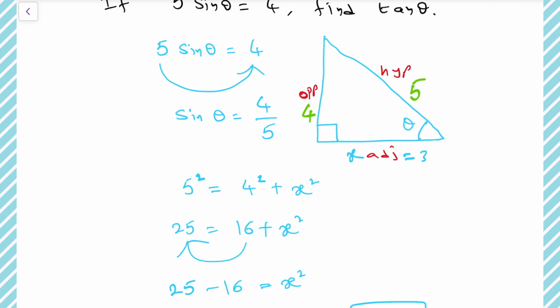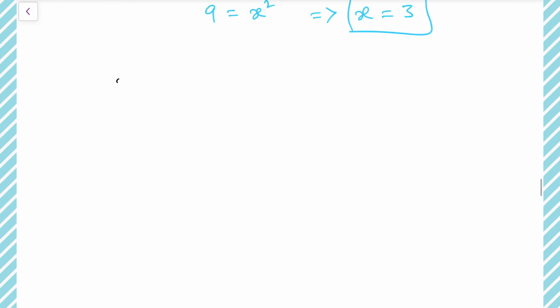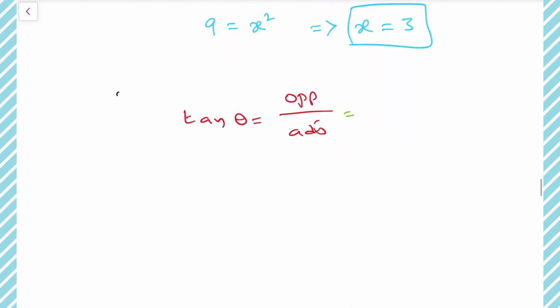Now from the figure he is asking to find out the value of tan theta. So what exactly is tan theta? Opposite by adjacent. So from the figure let us check the opposite and adjacent values. Opposite is 4 and adjacent is 3. So 4 divided by 3 is our answer.